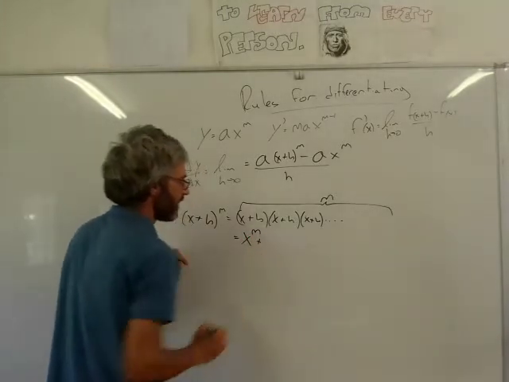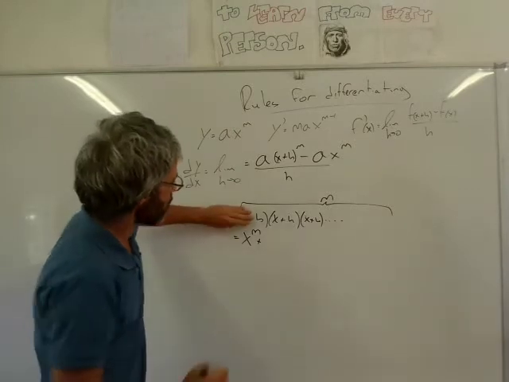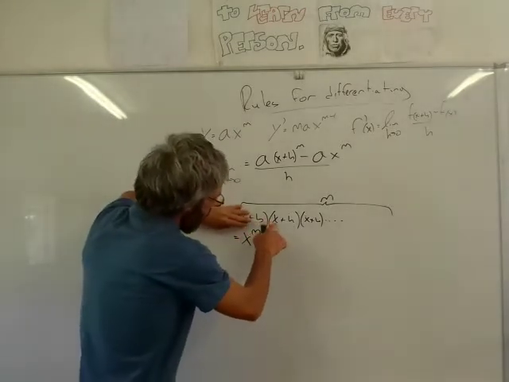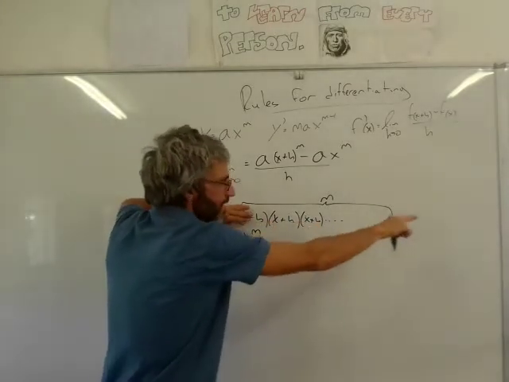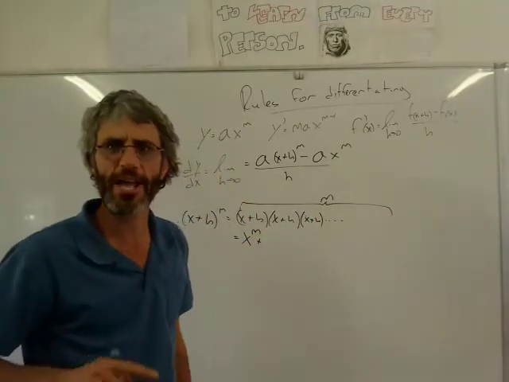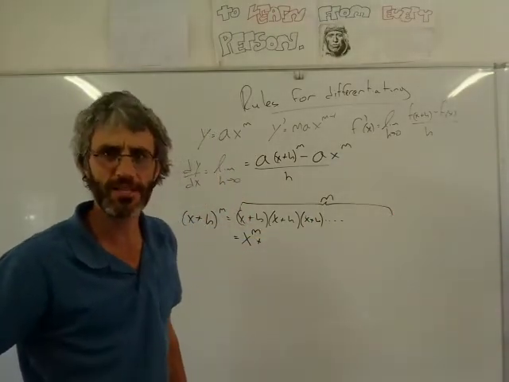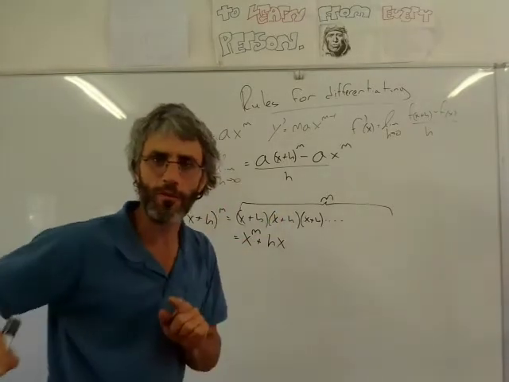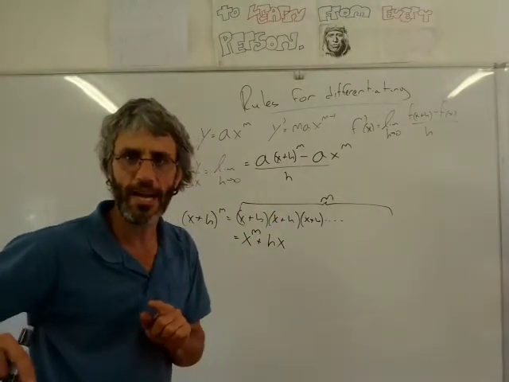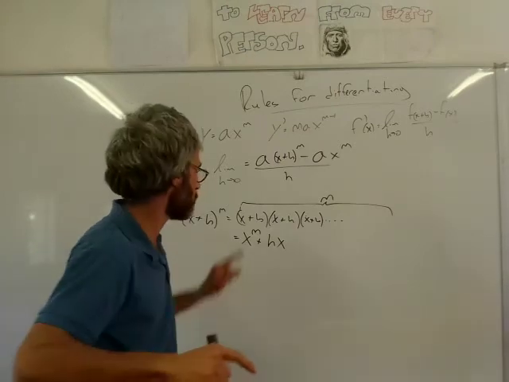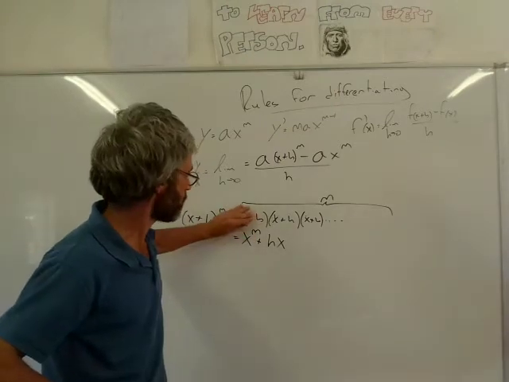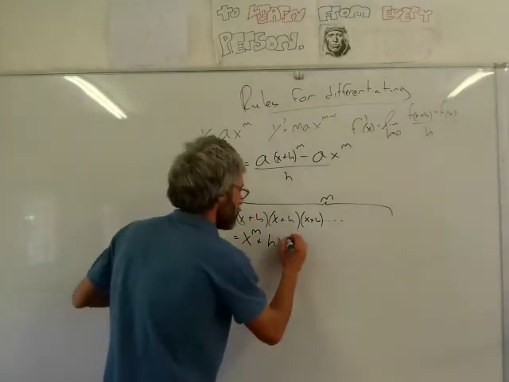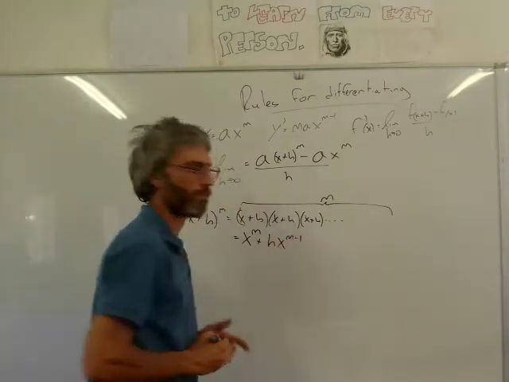The next thing I'm going to have is, let's start with h times x times x times x times x times x times x times x. H times x times x times x times x times x. So it's going to be h times x by itself. How many times is it going to be multiplied by itself? Not n times, because for the first one I used an h, so it's going to be n minus 1.